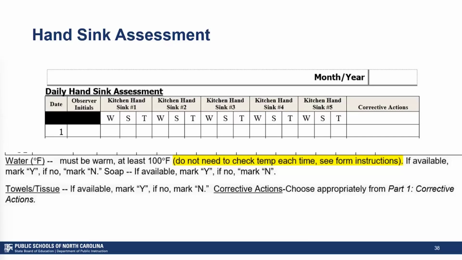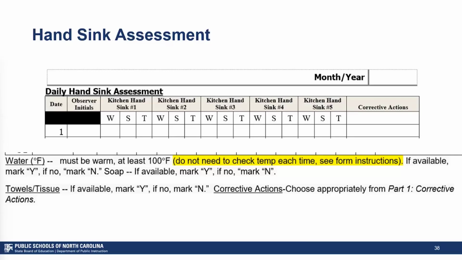The next log I want to review is the hand sink assessment. It is important for all employees handling food, even if you're just distributing an individually packaged meal, to wash your hands before handling food and at other times where hand washing must occur. There should be at least one hand sink near the location where meals are served that employees can use. This includes any catering staff that may be on site to serve meals. They are also required to wash their hands before handling food and at other times where hand washing must occur.